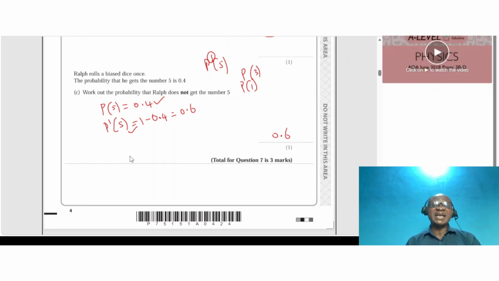So P represents probability, 5 represents the number that is being taken, the number whose probability I am finding, whereas here is 5 prime, which means not 5. It is a negation of the first statement. All right. Should I go to the next question? Yeah. Okay, cool.